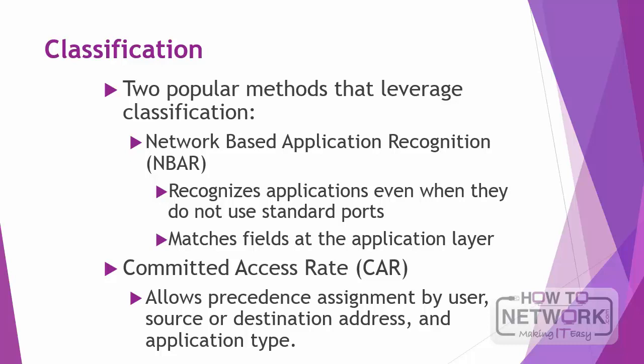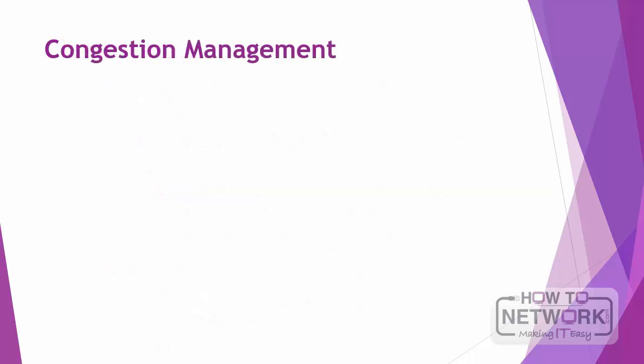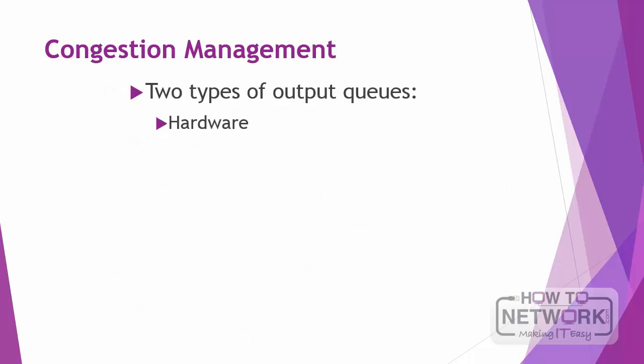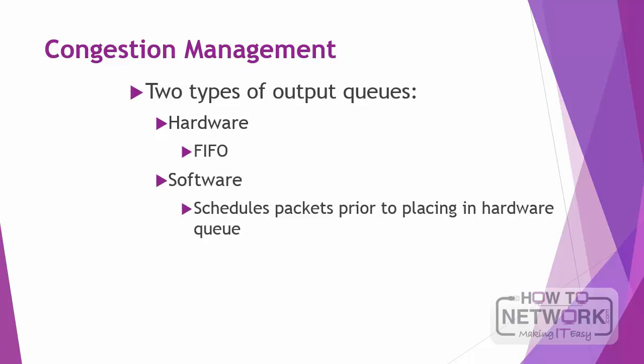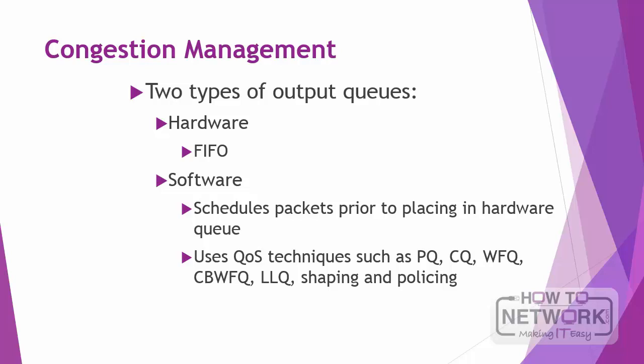Next, let's talk about congestion management. There are two types of output queues that are available on routers: hardware and software. The hardware queue simply uses FIFO, first in, first out. But the software queue schedules packets first and then places them in the hardware queue. Now keep in mind that the software queue is only used during periods of congestion.